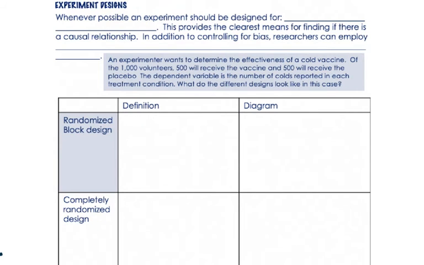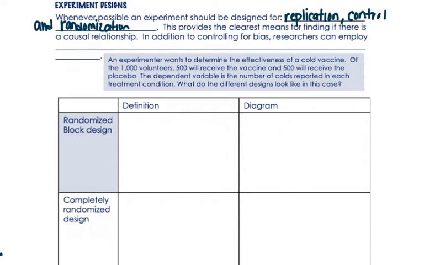Okay, so let's look at experiment design. So whenever possible, an experiment should be designed for replication, because you got to repeat it to make sure it actually worked, control, and randomization. This provides the clearest means for finding if there is a causal relationship.